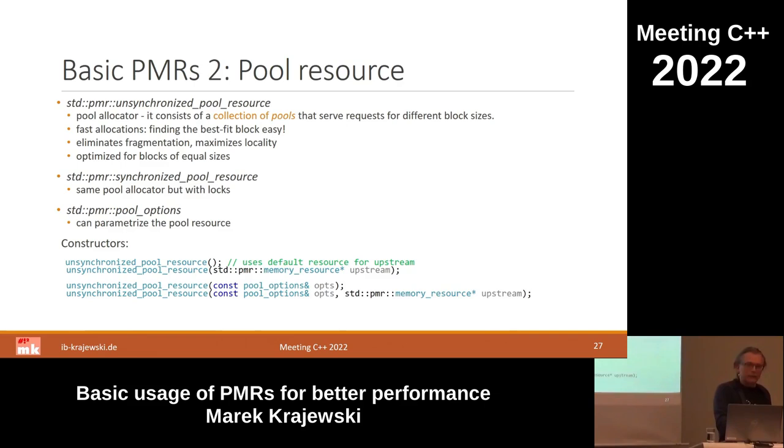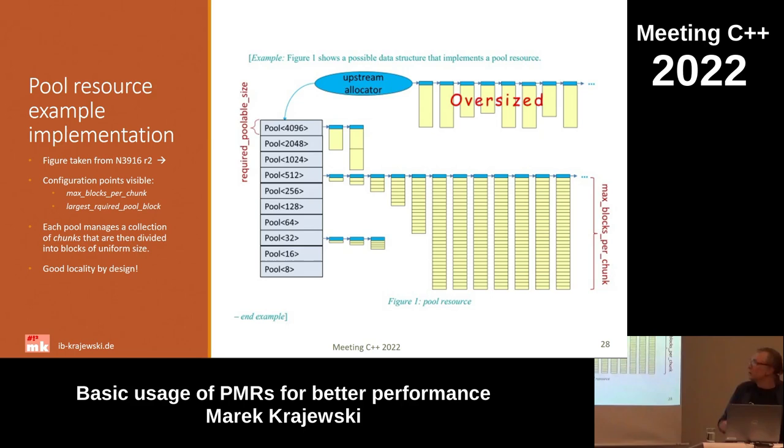Additionally, fragmentation will be diminished and locality will be maximized because the object will be placed in contiguous memory. We will see that in a moment. But of course, it's optimized for blocks of equal sizes or objects which are roughly of the same size. So constructors, we have just normal constructors with upstreams, but also with options, which can customize this pool resource a little. Okay, this is how pool resource will be implemented.